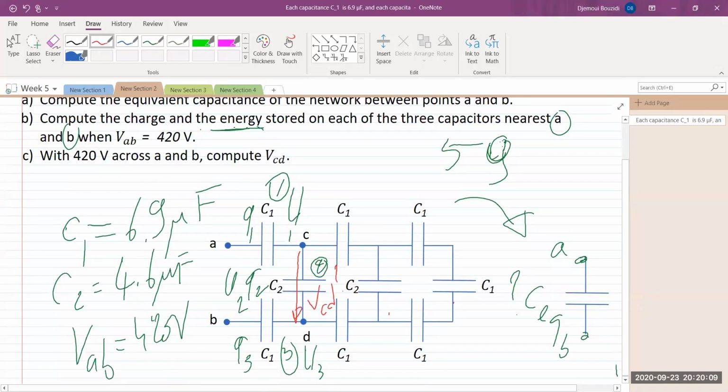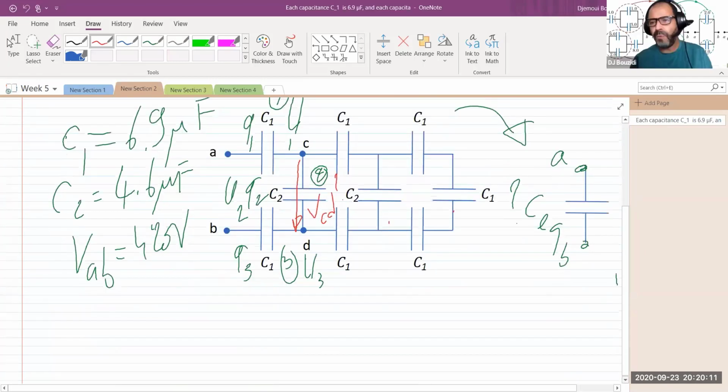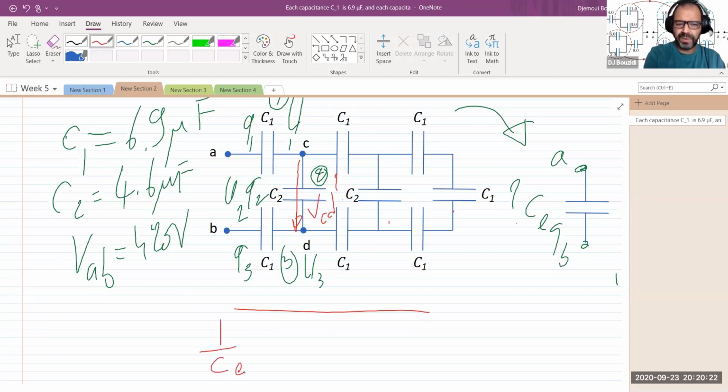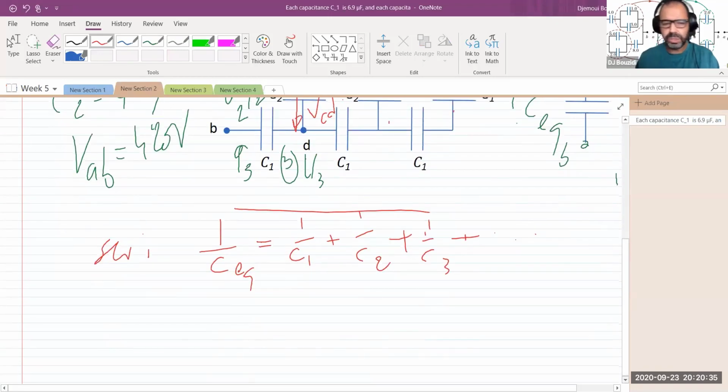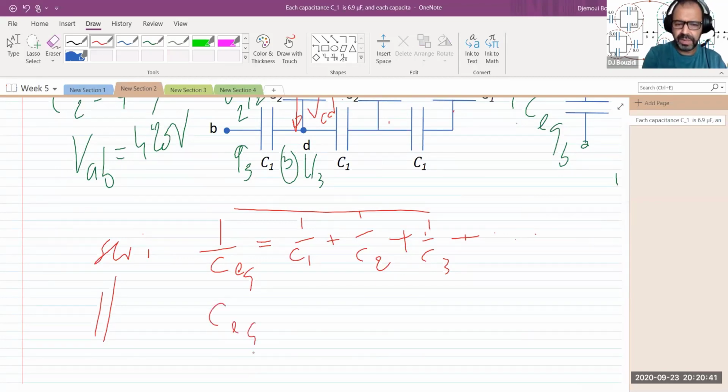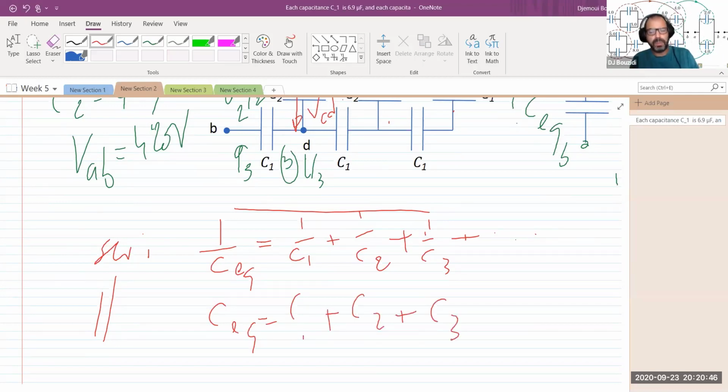Yes. Okay, so we know from the rules we did last time that we have two types of configuration. 1 over C equivalent for the case of series is simply 1 over C1 plus 1 over C2 plus 1 over C3 and so on. So this is what we know. When they are in parallel, C equivalent is C1 plus C2 plus C3.